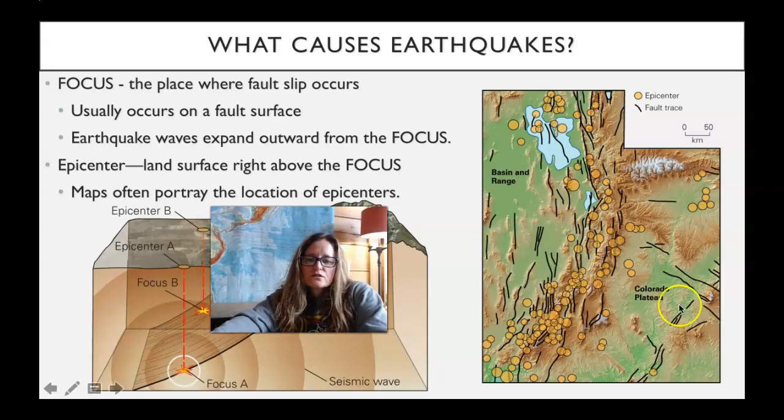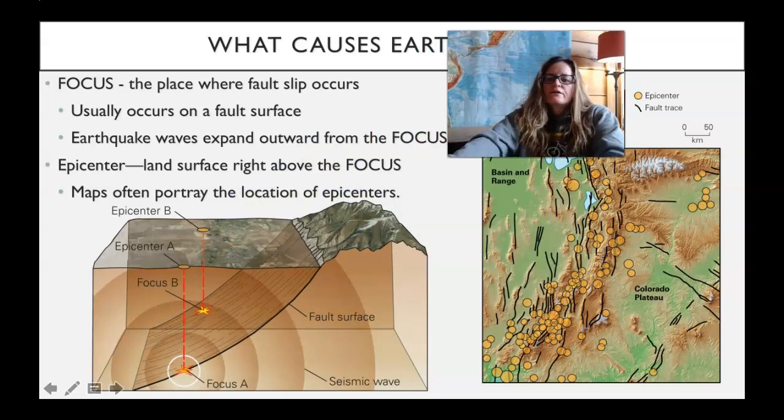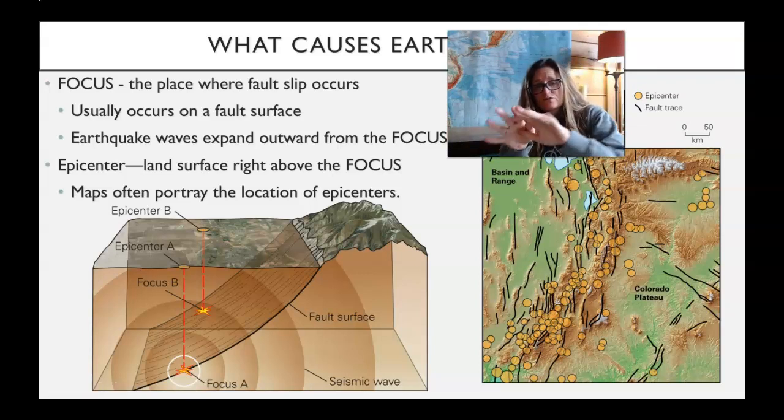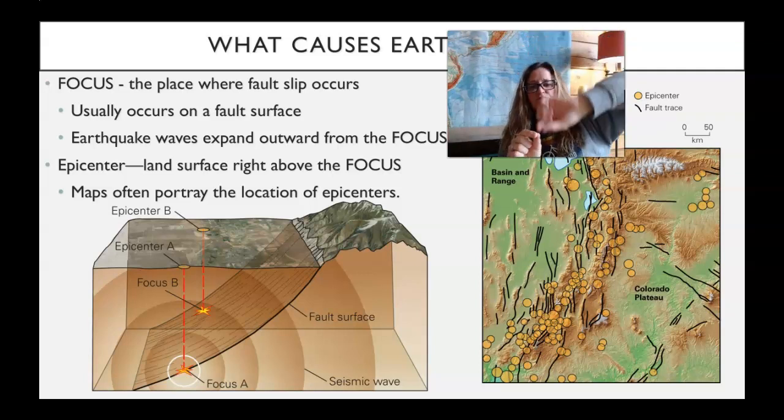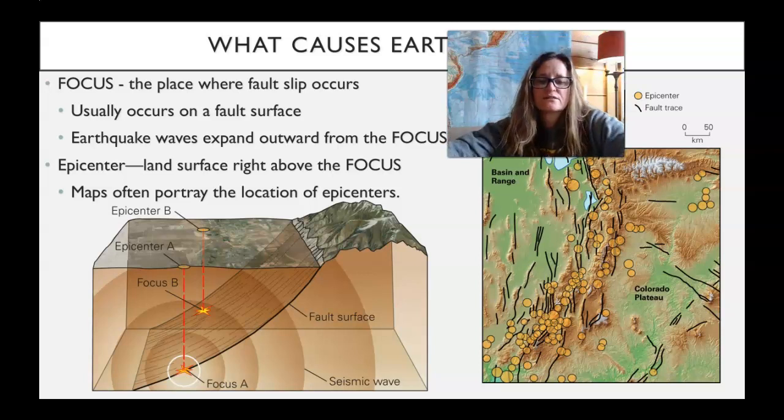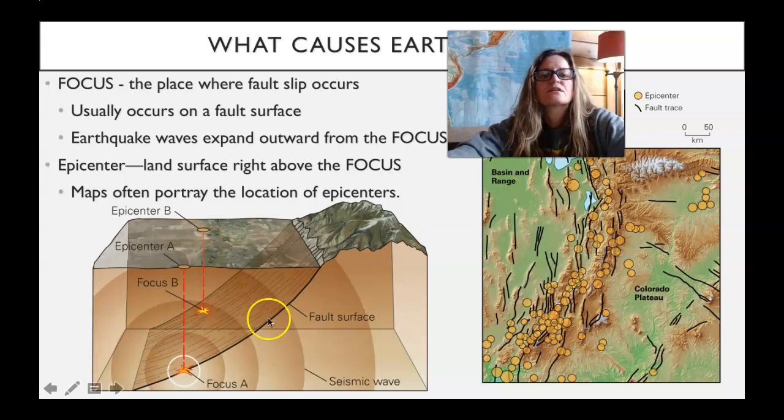There are parts to an earthquake. I'm going to find a place for my face again. I'll just put me right here for now. The focus is down inside the earth where the earthquake is generated. And there's going to be a rupture plane along that fault. And then up above the focus, though, is going to be the epicenter. So the focus is down where the rupture is, and the epicenter is just right above it on the land surface. When we look at a map of earthquake activity, we're looking at the surface, and we're looking at a bunch of epicenters.